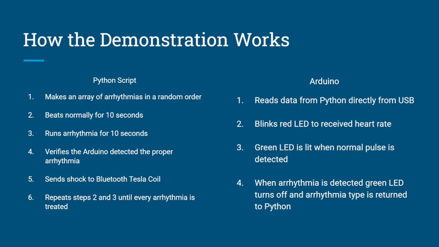And when an arrhythmia is detected, the green LED will turn off and the arrhythmia type is returned to the Python console. So when you look at the console during the demonstration, it'll say Python, and after that it will say what Python sent as the rhythm, and then you'll see Arduino, and after Arduino, it will say what Arduino detected, and then you can see the two communicating back and forth with each other.